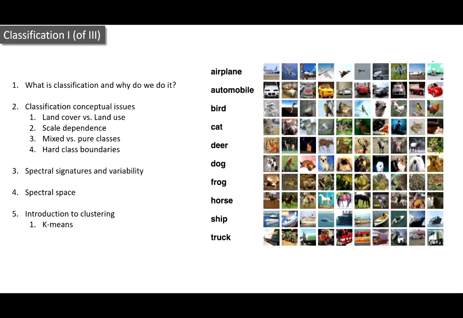So for starters today, I will talk about the what and the why, and some issues with even kind of getting started. Then spectral signatures and their variability, what is spectral space, and then this introduction to clustering and one algorithm called k-means clustering.